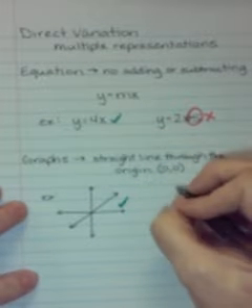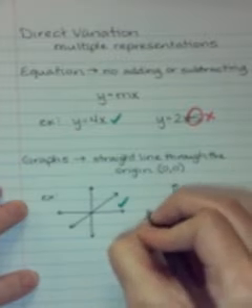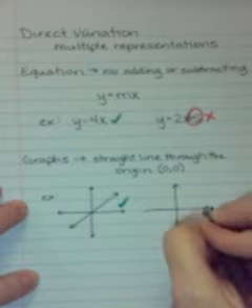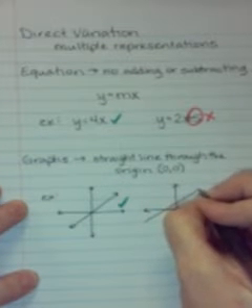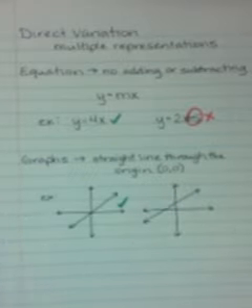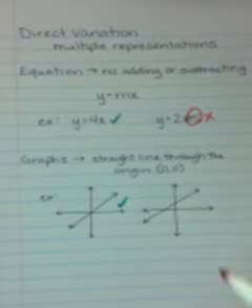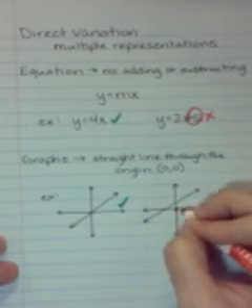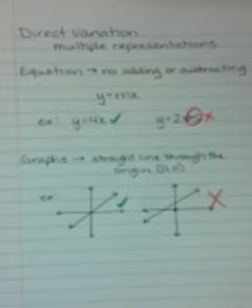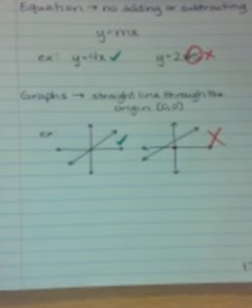Okay, so let's say I have this line. This is a straight line as well, but it does not go through the origin, so it is not direct variation. It needs to go through the middle. Okay, so now let's look at a different situation.